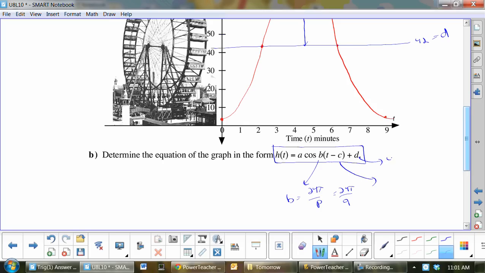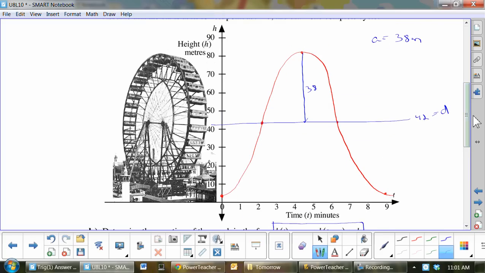So I'm just going to write this in. D, we got 42, and A, we got 38. Maximum. That's A, max minus min divided by 2 is A. How have I ever told you to find C? It's the distance from the y-axis.